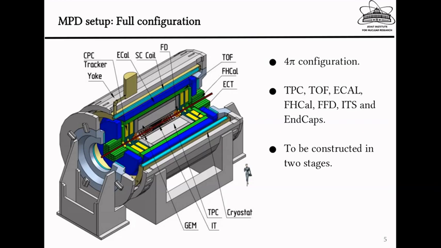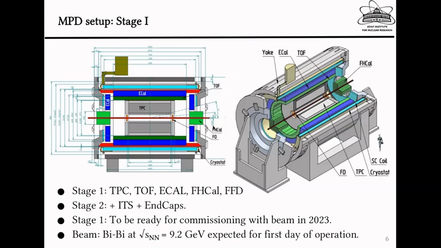It is foreseen that the MPD experiment will be installed in two stages. In stage one, we will have TPC, TOF, ECAL, the forward hadron calorimeter, and FFD, that is the fast forward detector. In stage two, we will have the additional ITS and ECAPS. As far as the current plan is concerned, the MPD experiment with stage one will be ready for commissioning with beam sometime in 2023. For the first year of operation, bismuth at center of mass energy 9.2 GeV is expected.